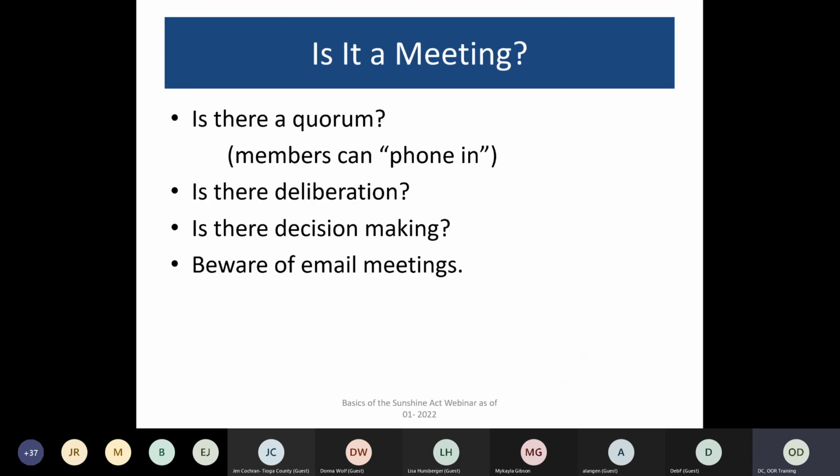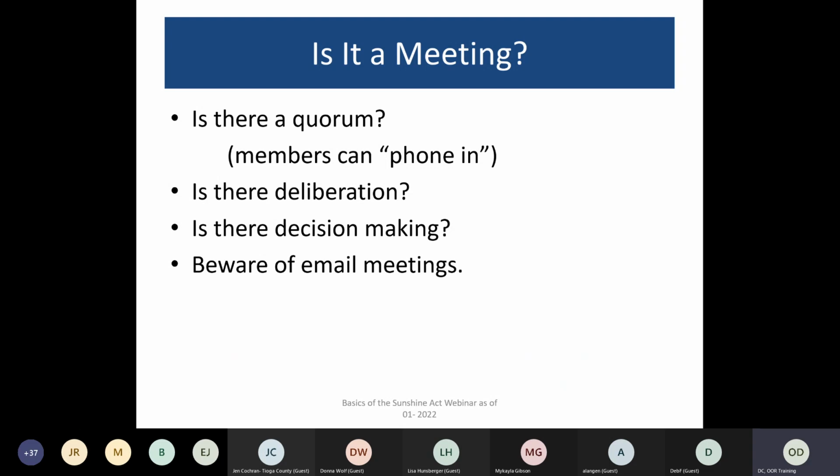Moving on here. Okay, is it a meeting? Because periodically someone will email us or call in and they'll say, I saw the township supervisors having breakfast together the other day. Isn't that a violation of the law? Well, no, it's not. Okay, they can get together and talk about the weather, trade pictures about their grandkids.